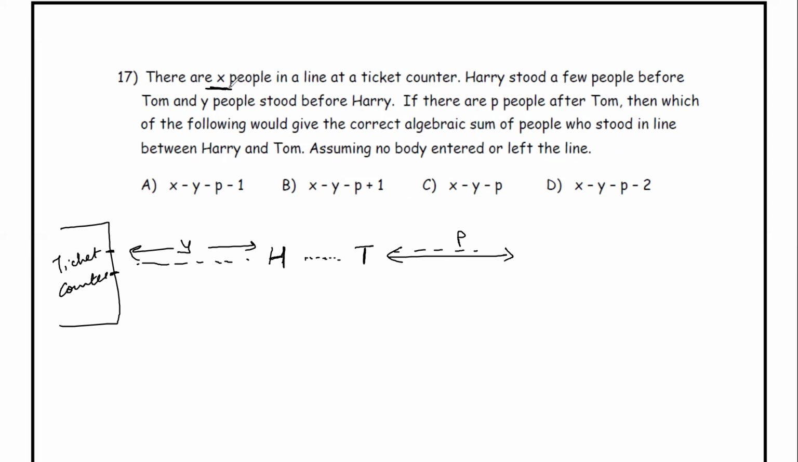Now remember the starting point, there are X people. So when there are X people and you have to find out how many stood between Harry and Tom, first of all, you take X people and subtract the Y people who are before Harry, and the P people after Tom, and then you subtract the two people who are Harry and Tom. That way you'll get the remaining people between Harry and Tom. A very simple question. Total X, subtract Y, then subtract P, and then subtract Harry and Tom, which is 2. So whatever remains is between Harry and Tom. Got it? So option D is your answer. It's a counting question.